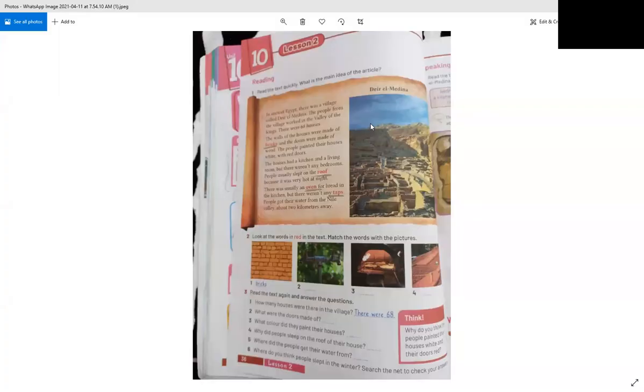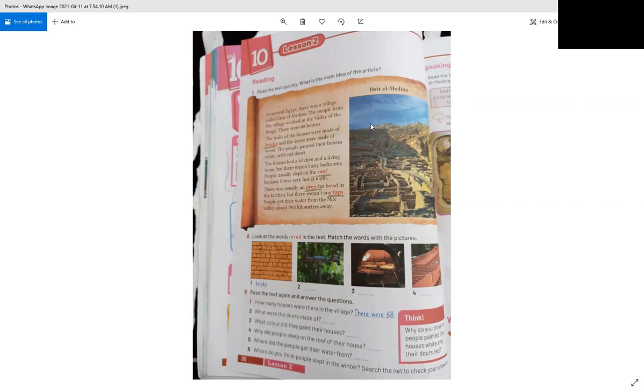Now we have a reading lesson. We're going to read a lesson about a place called Deir el-Medina. Now let's read together. Read the text quickly. What is the main idea of the article?